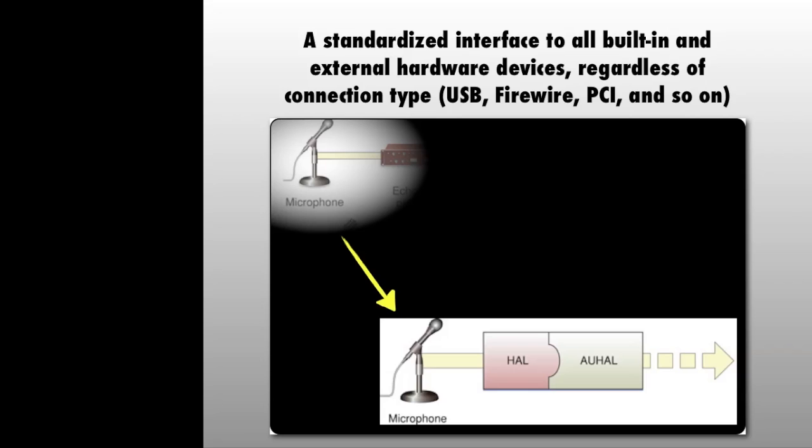For instance, the microphone has got a hardware abstraction layer. Then on top of that is presented the audio unit hardware abstraction layer, which is the API for you and your use. It's a very general way to access the hardware and abstracts away a lot of the unnecessary details from you.